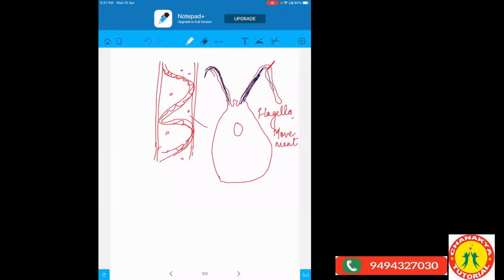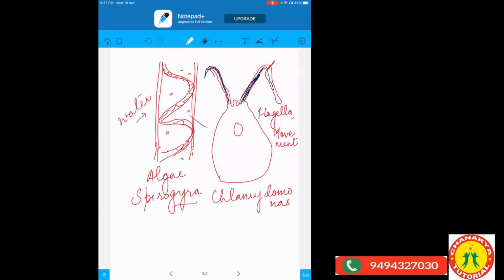Ma'am, is this present in the algae? They are present in the Chlamydomonas. So this is the Chlamydomonas picture. Algae basically live in water, right? Inside the water they are present. So automatically, without any kind of support, they will be moving along with the water. They do not need a separate part or organ or hair, because they are present in the water. So automatically the water keeps on moving from one place to another.